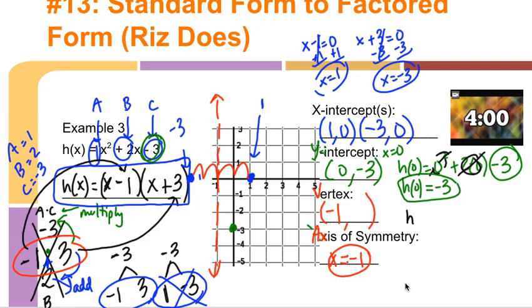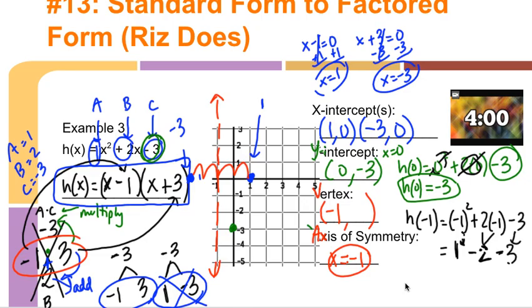So I'm going to say h of negative 1 equals negative 1 to the second power plus 2 multiplied by negative 1 minus 3. Negative 1 times negative 1 gives me a positive 1. Remember, that's what negative 1 to the second power means. 2 times negative 1 gives me minus 2. So 1 minus 2, and then I just bring down my minus 3. 1 minus 2 is negative 1. Minus 3 gives me negative 4.